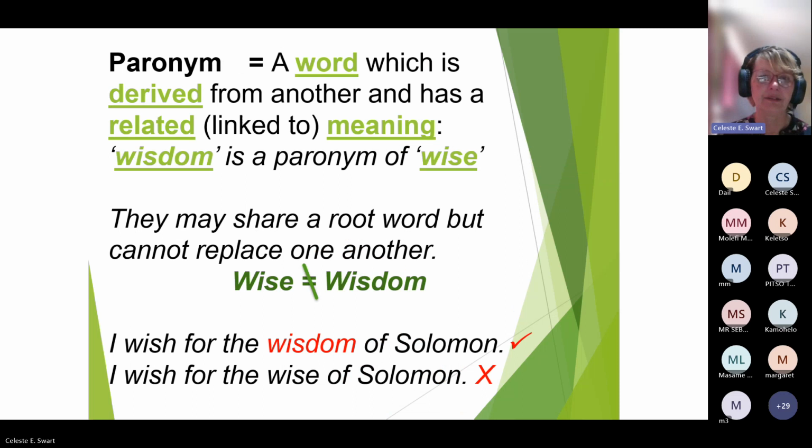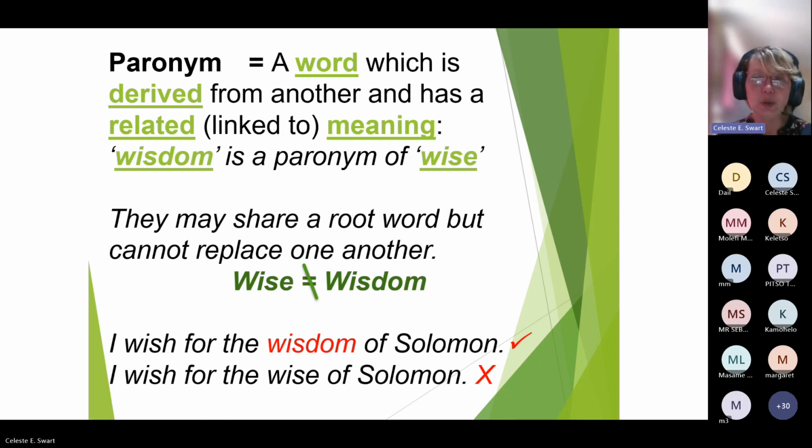A paronym, this is a word which is derived from another and it is linked to the meaning. But there's a trick to it. Though it might be linked to it, it isn't exactly the same meaning and it cannot be used in the same way or in the same place.